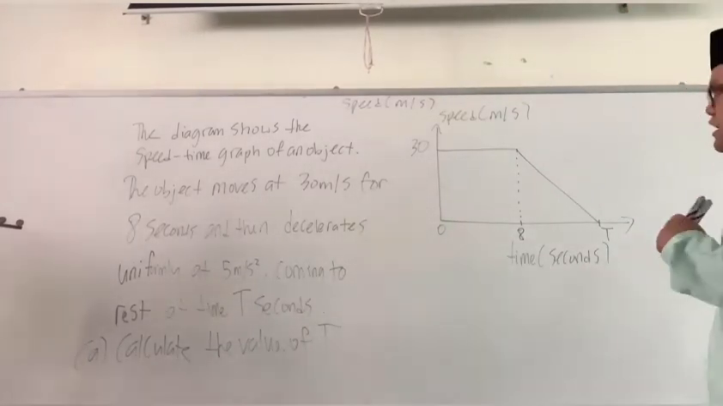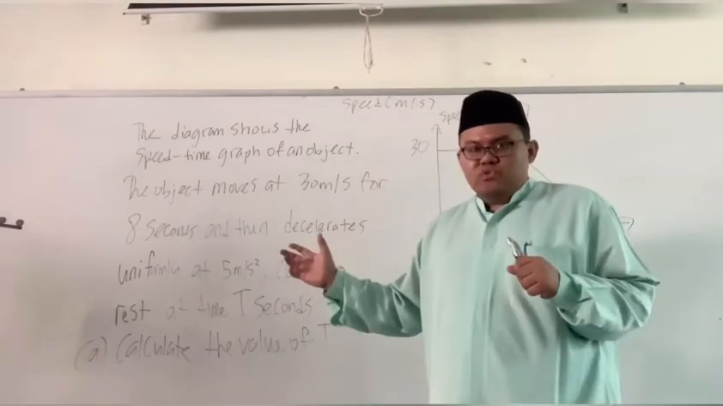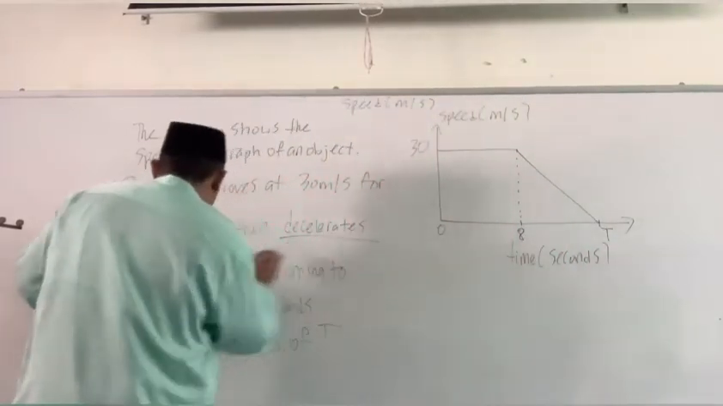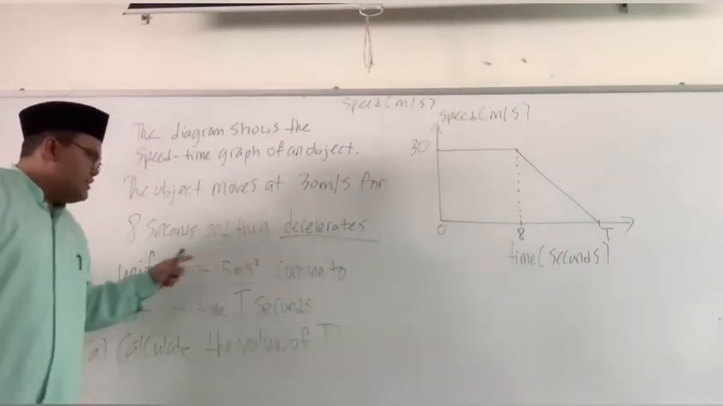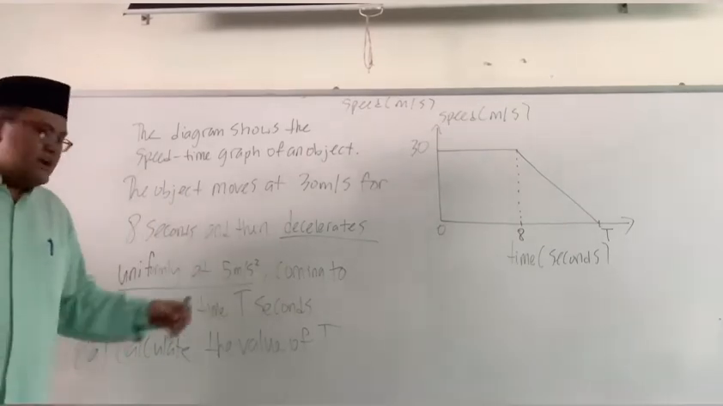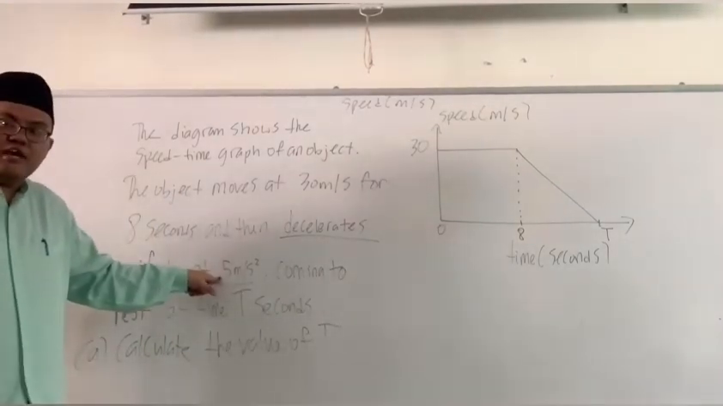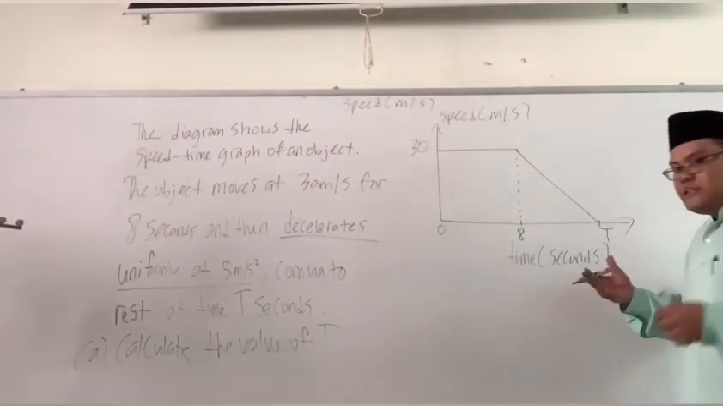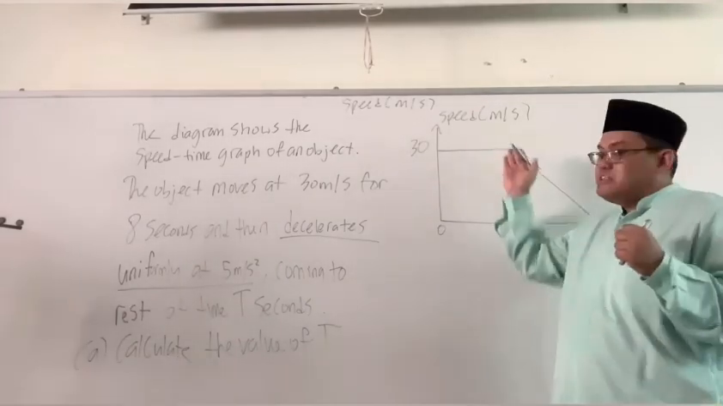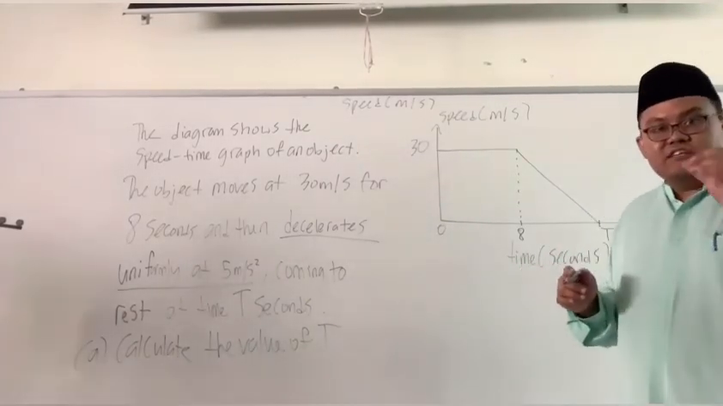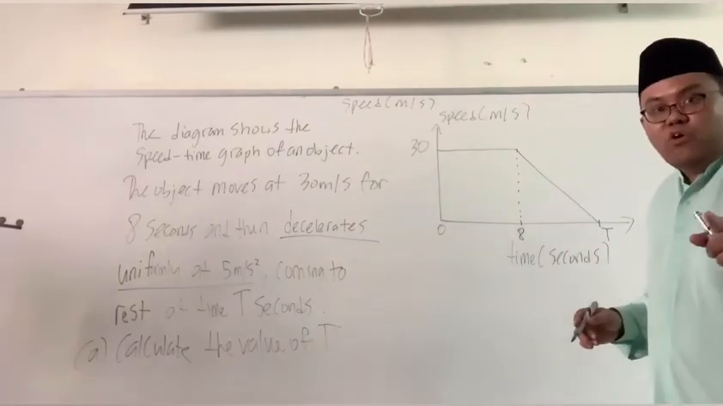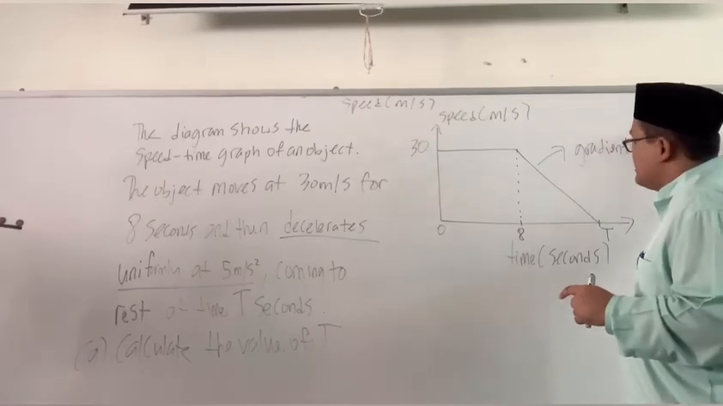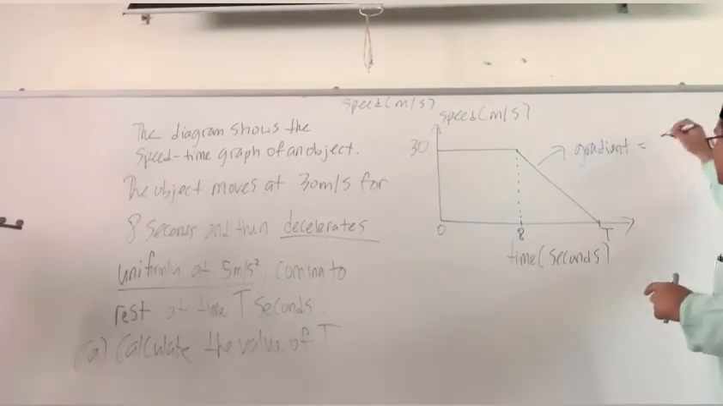Okay? Look at the question. Which value is not reflected here? It is this one. Decelerate at 5 meter per second square. This value, 5 meter per second square, is the value of the deceleration. And what is deceleration in a speed time graph? It is the gradient of the graph. Therefore, this line, its gradient is -5.